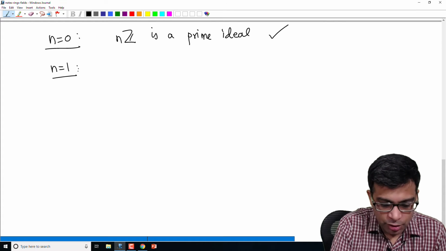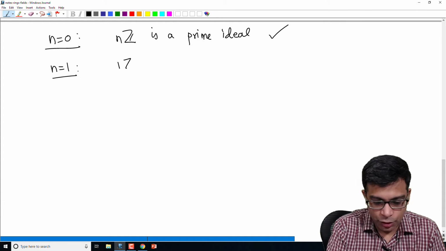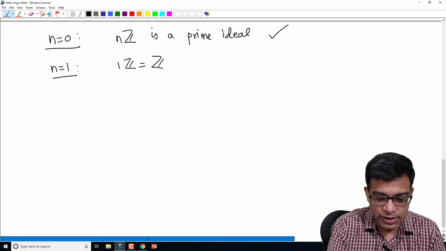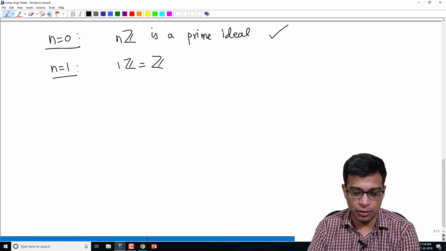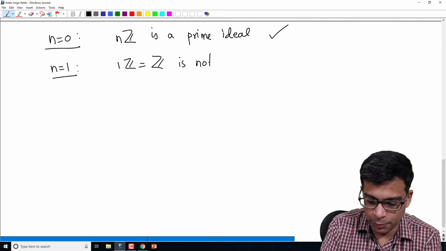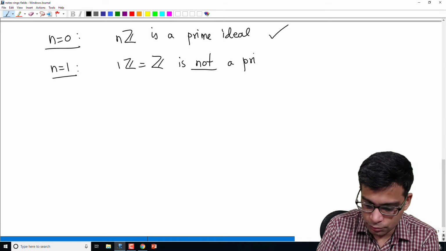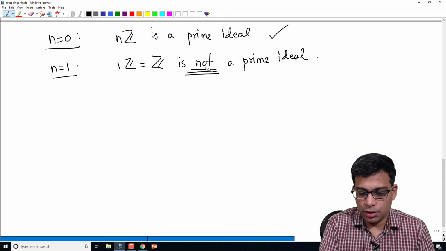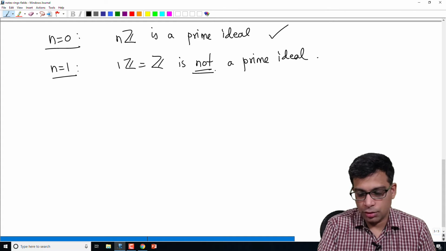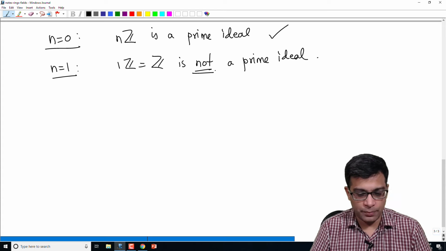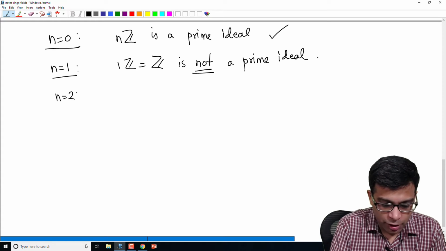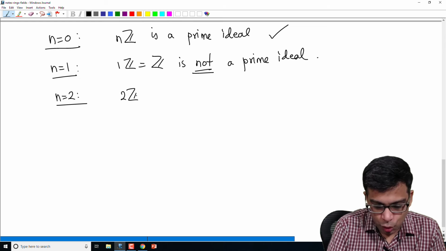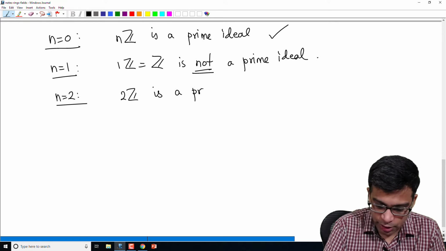So if you take n equal to 1, you get 1Z, which is actually Z, all multiples of 1, that is all integers. So this is not a prime ideal, because I just added in the definition that the full ring is never a prime ideal. What about n equal to 2? 2Z is a prime ideal, I claim.